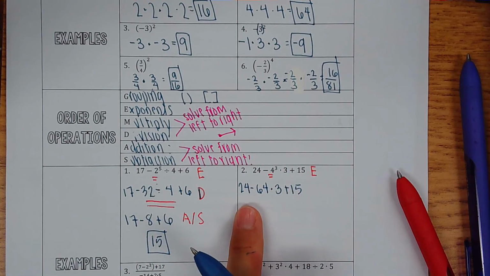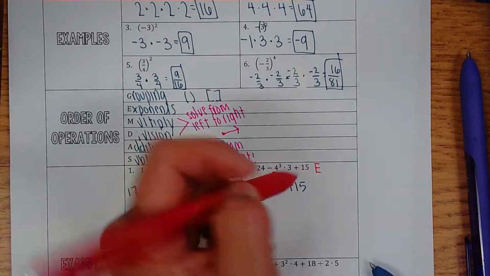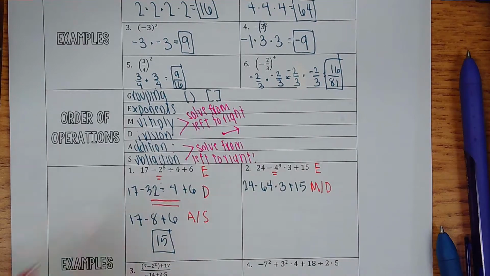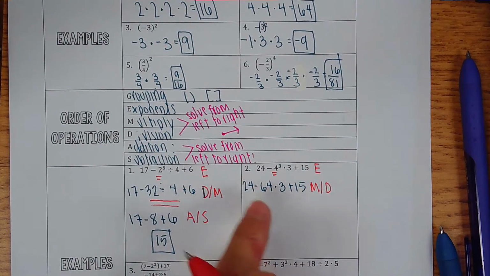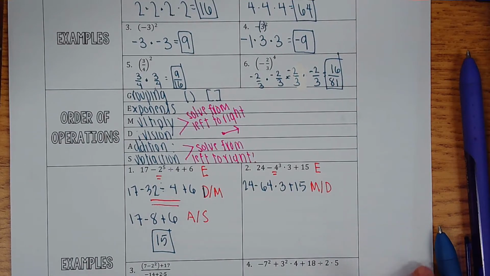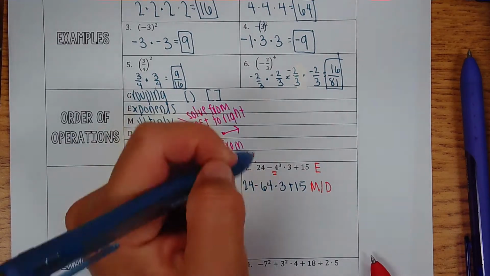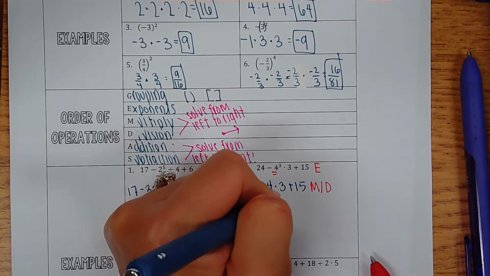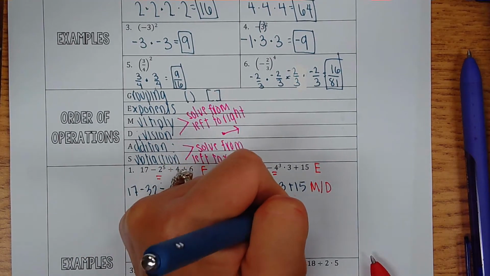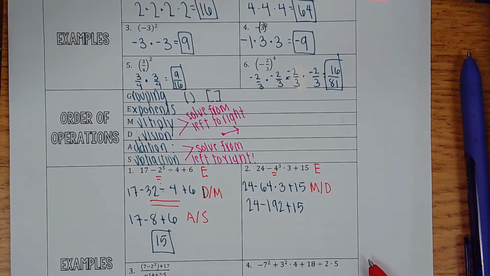And I look at what comes next in my order of operations, GEMDAS. Oh, next is multiplication or division, right? I guess I should over here have it, division or multiplication, multiplication, division. All right, so it's actually multiplication here. I'm going to do 24 minus 192 plus 15.